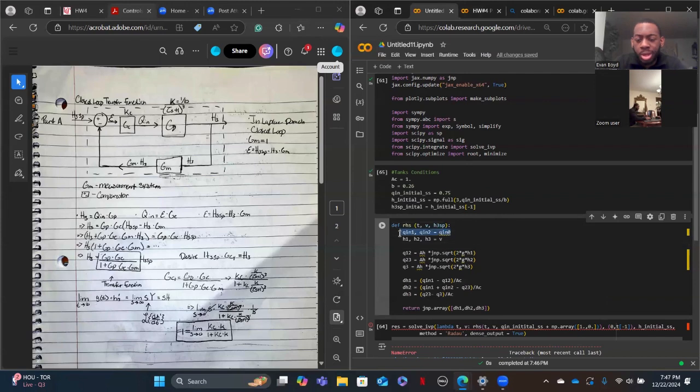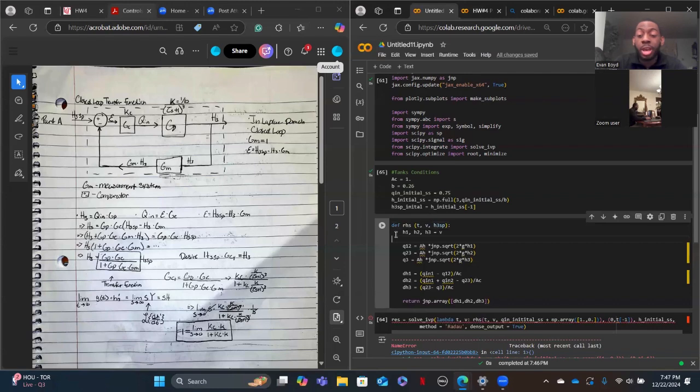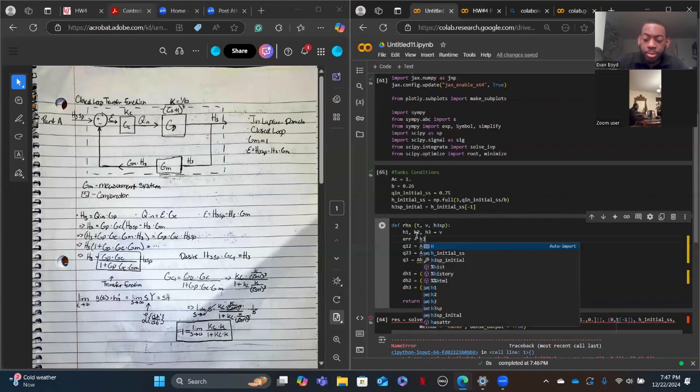We do not need this anymore. We still need to capture this, but now we actually need to introduce error as well. Error, as we know, we already calculated. Error is just equal to, and this is why we put h3 set point for our dependent variable, our height 3 set point minus our h3.